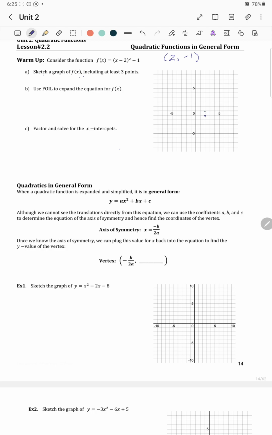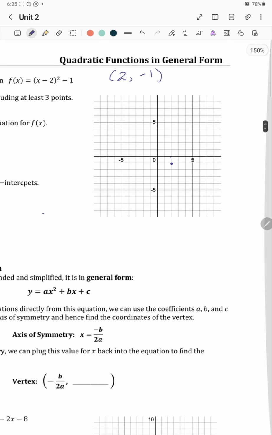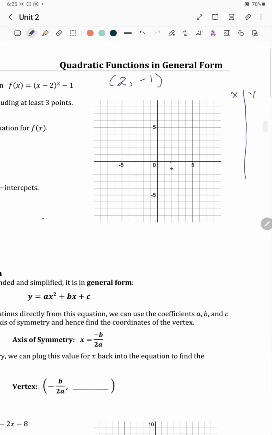This is the point. So let's find some values of x and y to plot the graph, and we need to use at least 3 values. If we put 1, f of 1 is (1 minus 2) whole square minus 1. 1 minus 2 is minus 1, square is 1, 1 minus 1 is 0. So if x is 1, y is 0. If x is 2, it's 2 minus 2, 0, minus 1. So if x is 2, y is minus 1. If x is 3, it's 3 minus 2, 1, 1 square is 1, 1 minus 1 is 0. So we got 3 values.